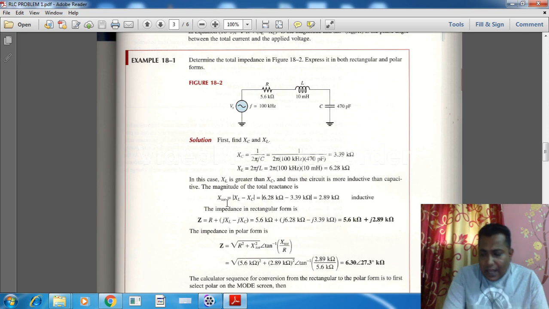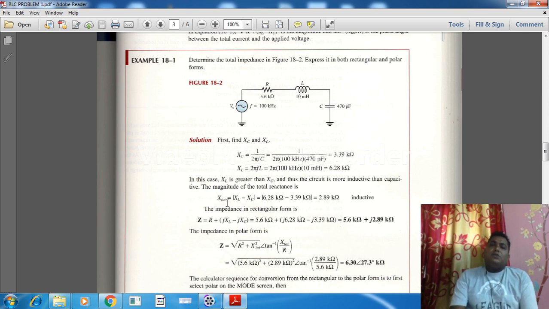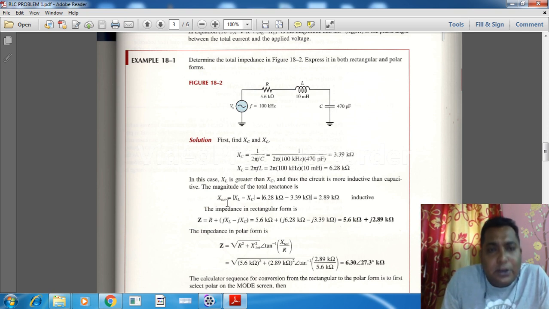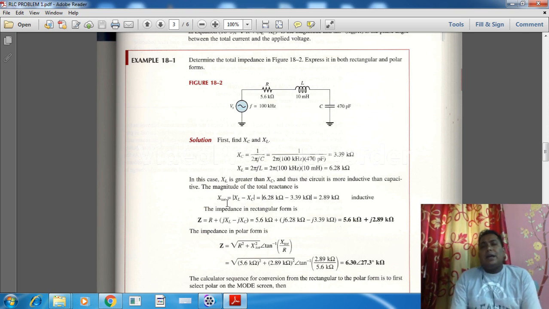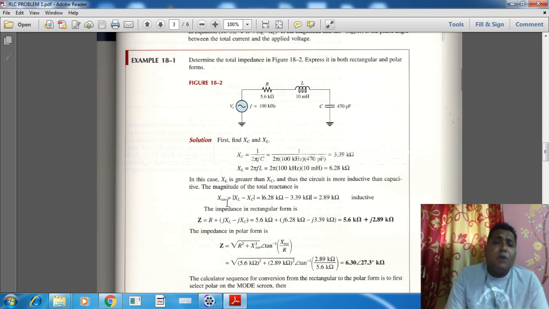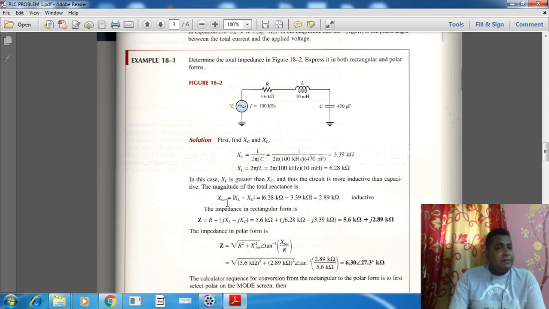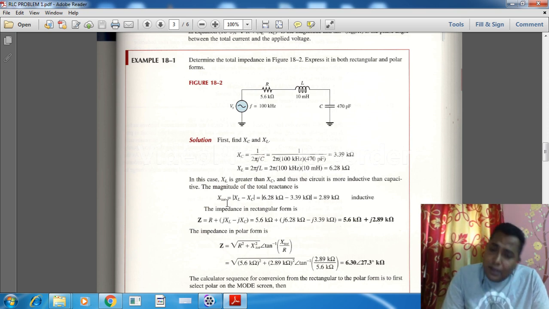As you can see, there is a mod. Mod means whichever one is higher, the result will be positive. Maybe either one is higher, XL or XC, but the result must be positive. That's why there is a mod value. So the total reactance is given by the mod of XL minus XC.